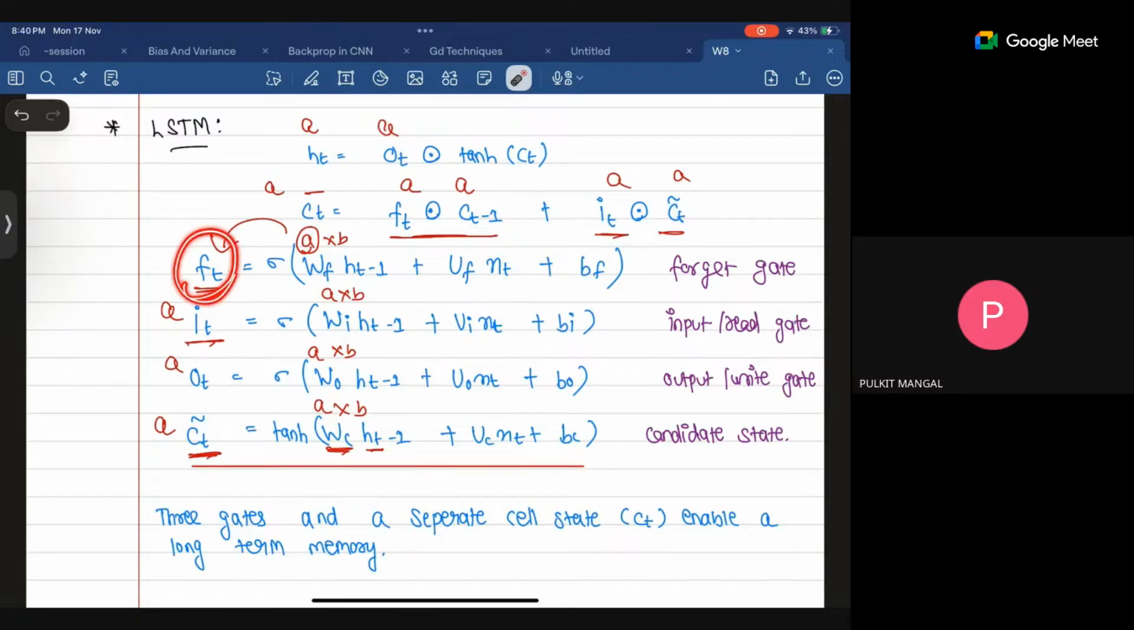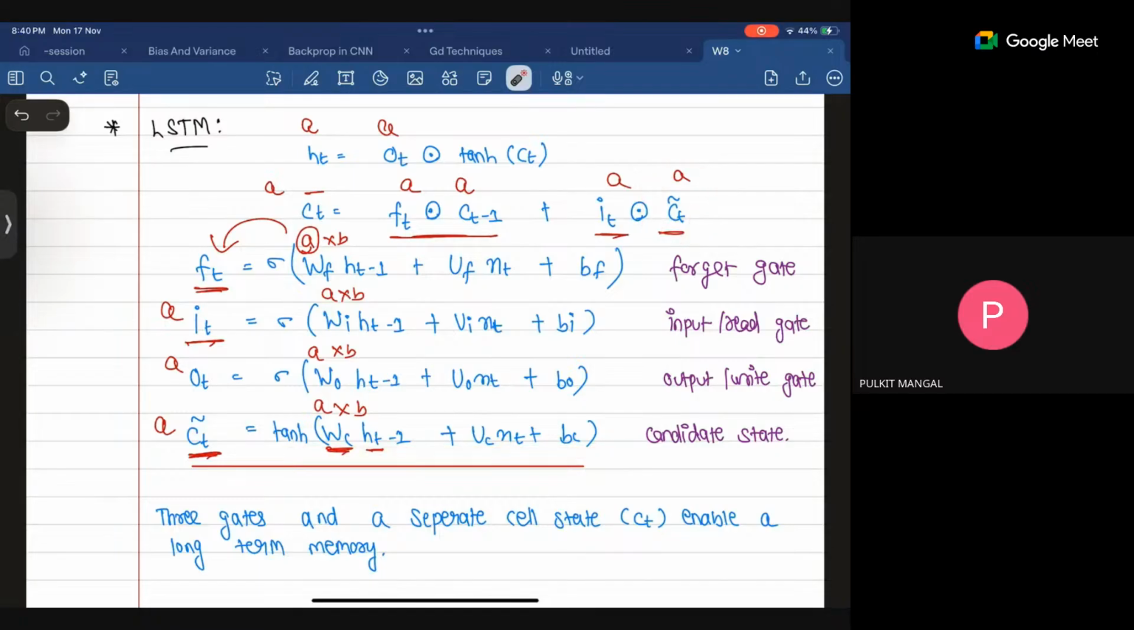What is the use of this FT? It will work as a kind of forget gate for us: how much of the past information coming to you we want to forget. IT, we call it a read gate: how much information I want to read from my current hidden state. And LSTM uses this candidate state. This is my partial representation of the candidate state.